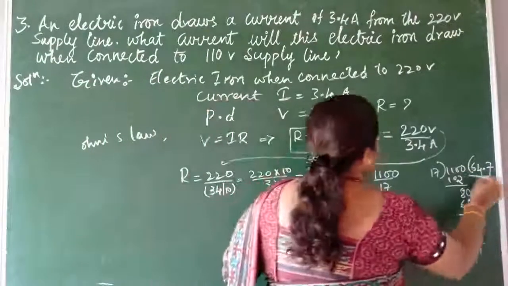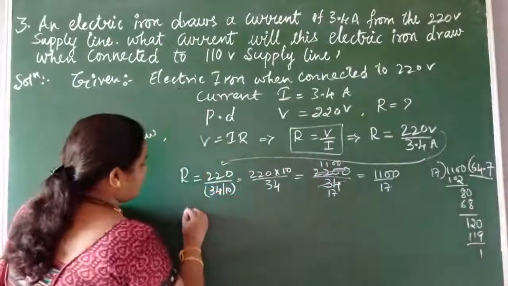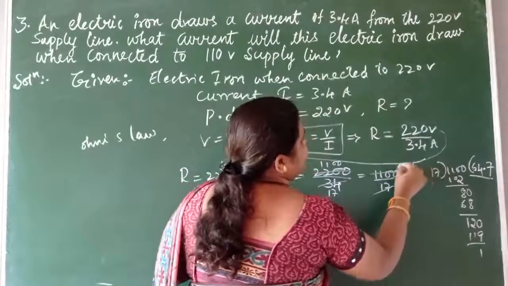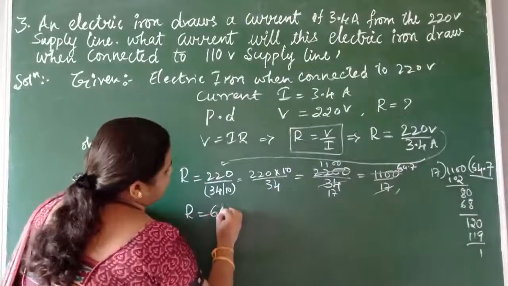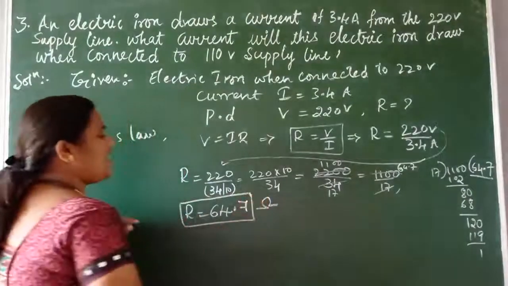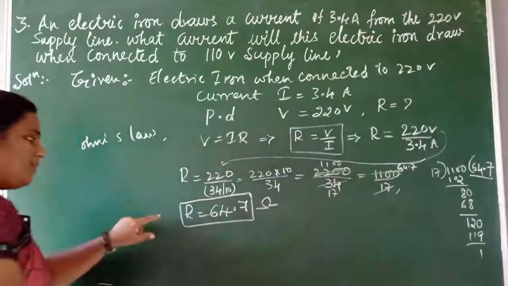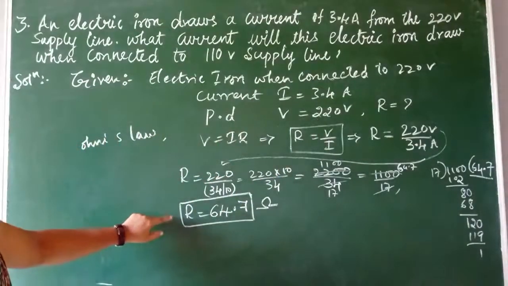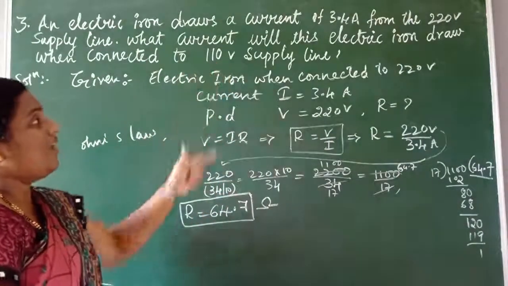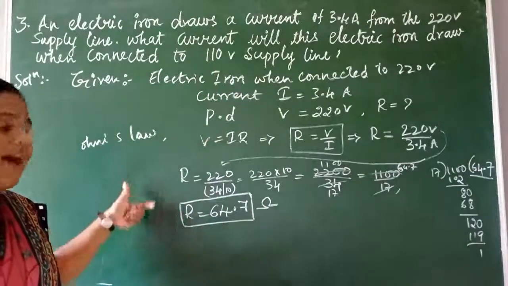What will we get, children, if we divide 1100 by 17? R is equal to what? 64.7 is the resistance. 64.7 ohms is the resistance when an electric iron is connected to 220 volts supply. Suppose the same electric iron is connected to 110 volts, then what is the current across it? We have to calculate. Use this resistance value, isn't it, children?